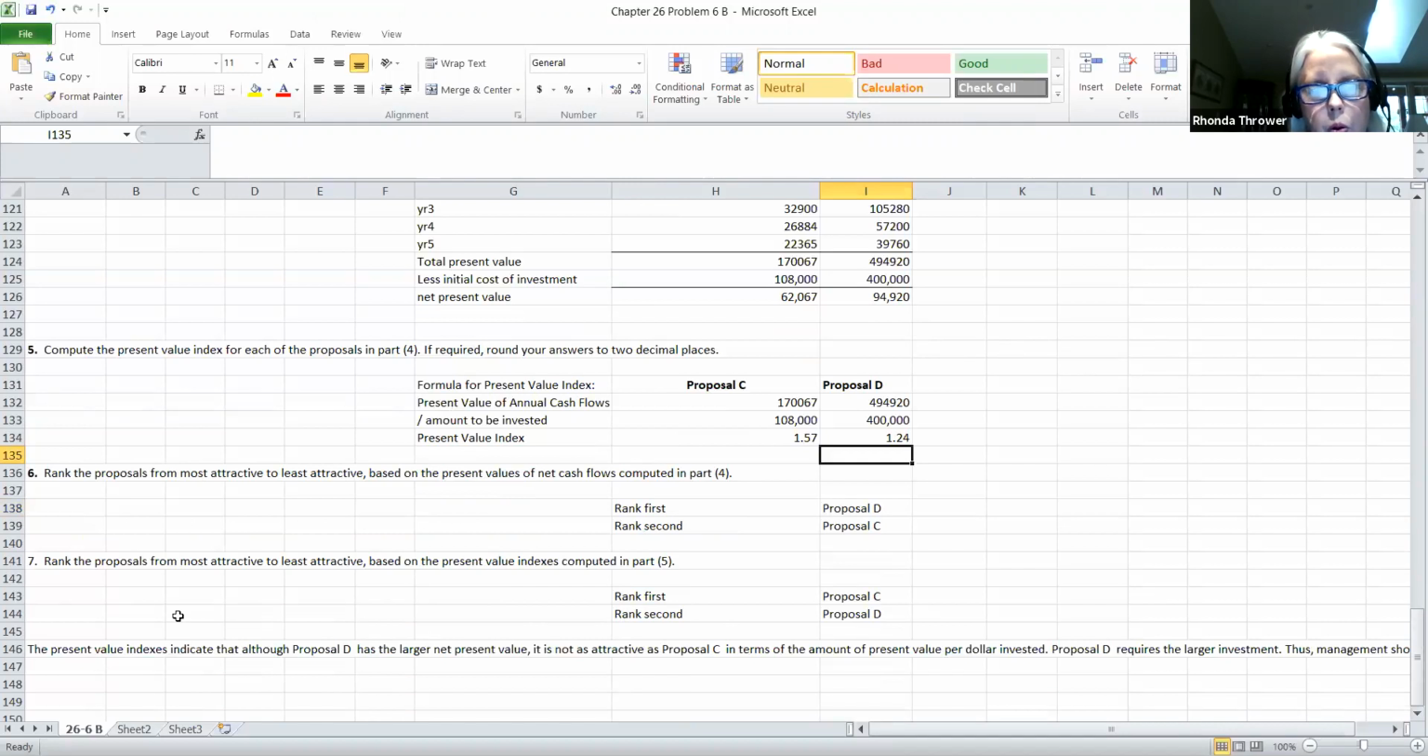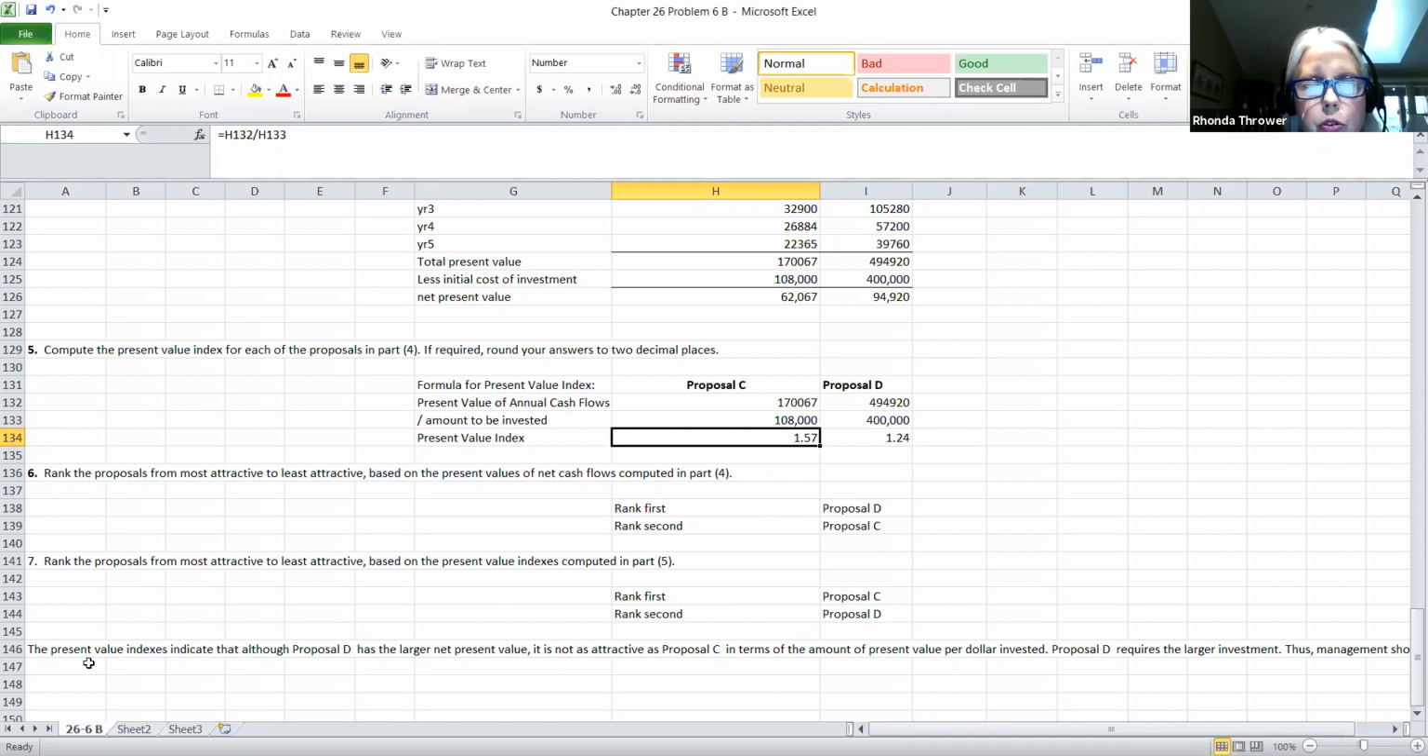In the next part, part 7, they want you to rank the proposals from most attractive to least attractive based on the present value indexes. That's what we calculated in part 5. Notice in part 5, proposal C had the highest one. So we would rank it first over proposal D.